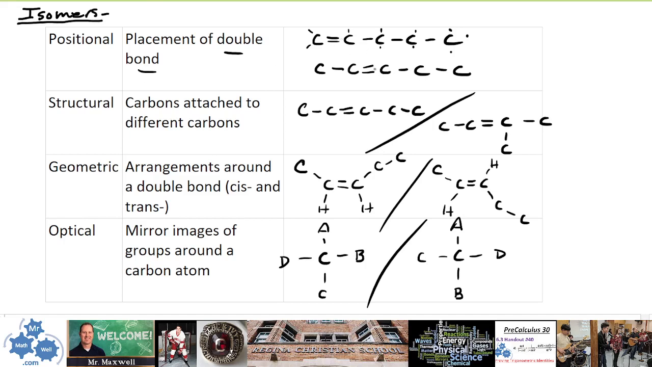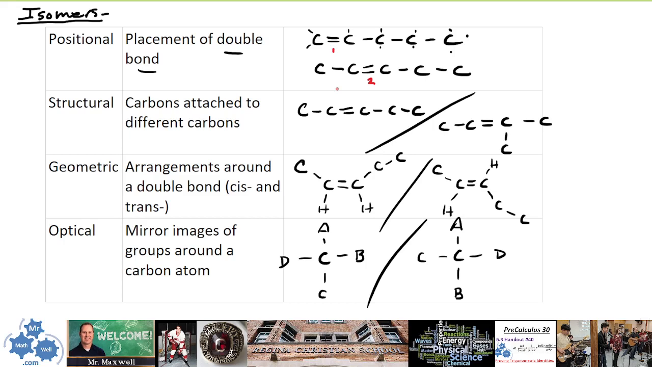bond would change. So if we had a double bond being placed in the first bond position like this, versus the same number of carbons in a chain with the double bond being in a different position, these would be positional isomers, okay? Positional isomers, the position of the double bond.